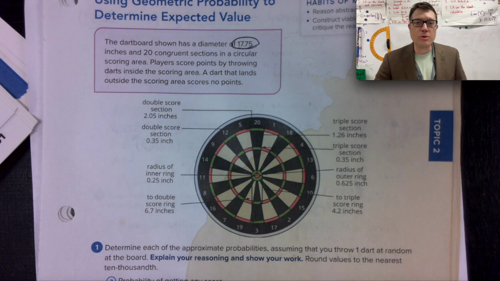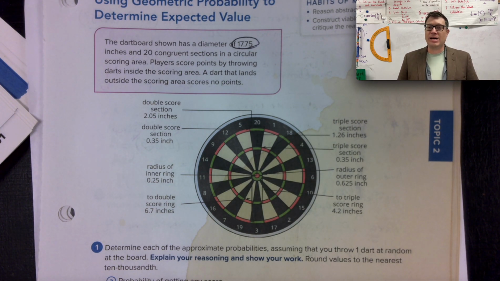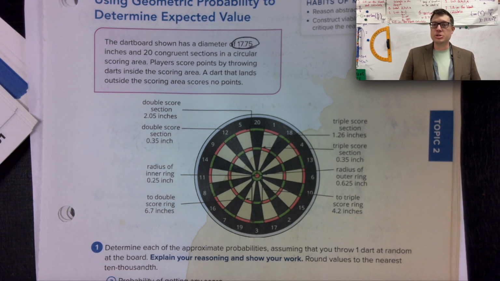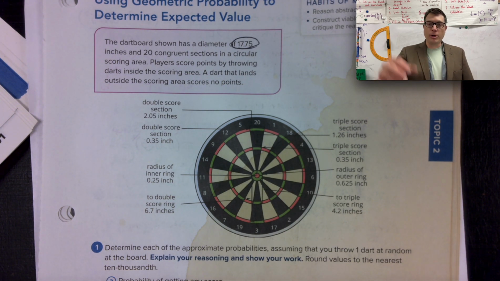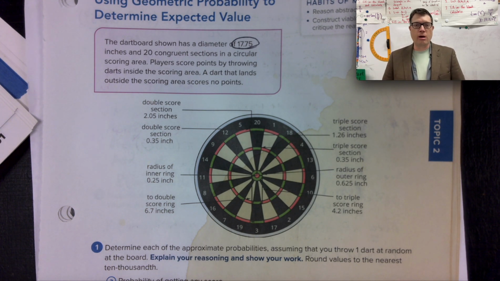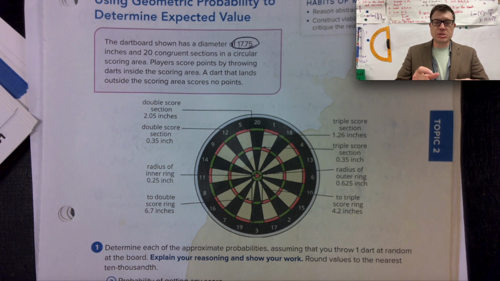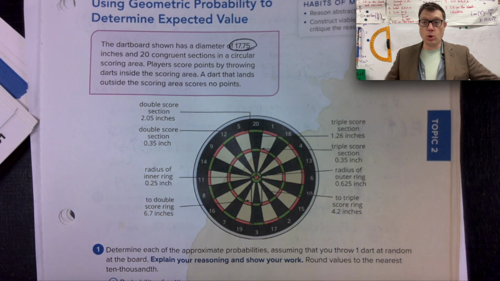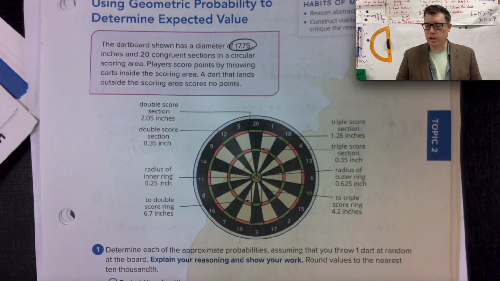The dartboard shown has a diameter of 17.75 inches and 20 congruent sections in a circular scoring area. Players score points by throwing darts inside the scoring area, and a dart that lands outside the scoring area scores no points. So it'd be like on the numbers or on the wall, but we're going to assume they're good enough to not miss the circular area of the dartboard.